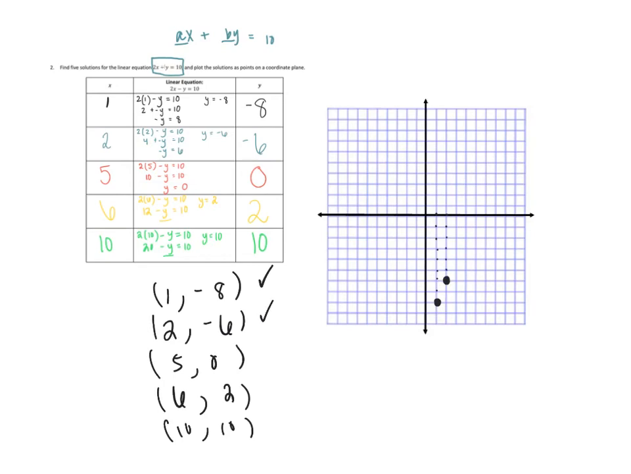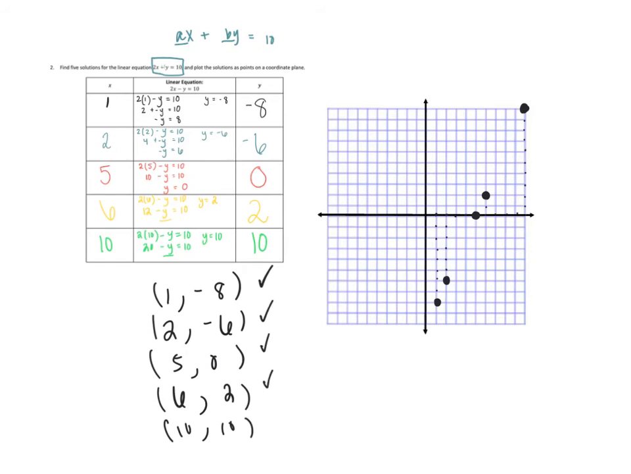I'm going to go over 5, up 0. 1, 2, 3, 4, 5. Up 0, so it's just going to stay right there on the x-axis. I'm going to go over 6, up 2. 1, 2. And then I'm going to go over 10, up 10. 1, 2, 3, 4, 5, 6, 7, 8, 9, 10.